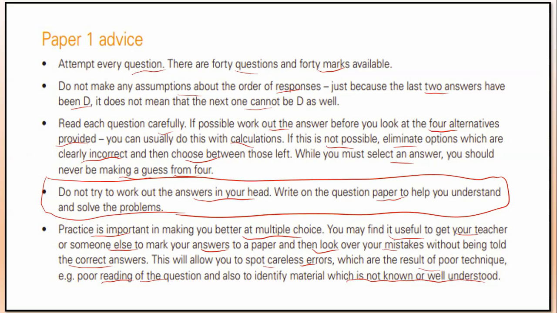I hope you understood these points. These pieces of advice will be very helpful for paper 1, and inshallah in our upcoming videos we will try to solve at least 2 to 3 years of past papers of paper 1.